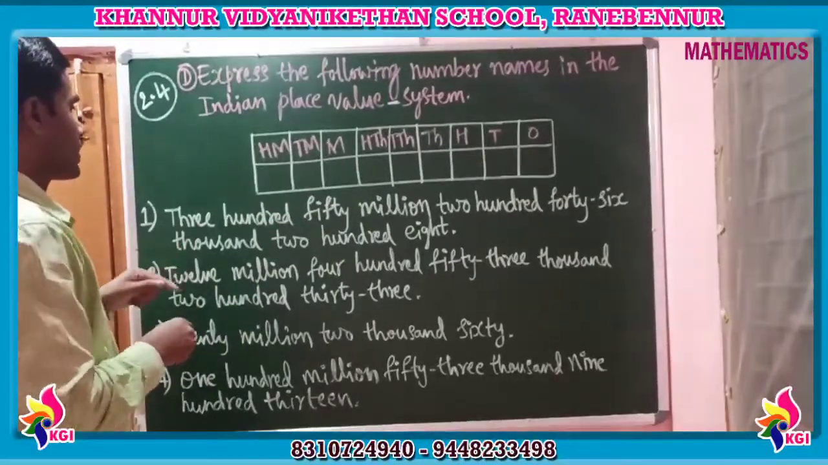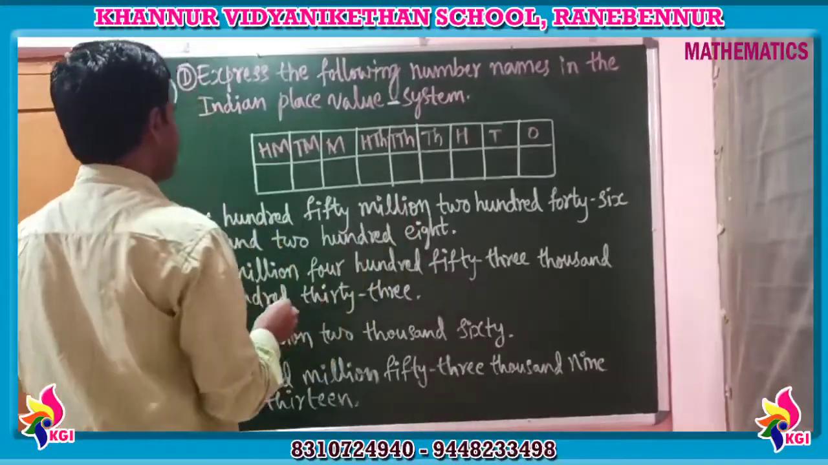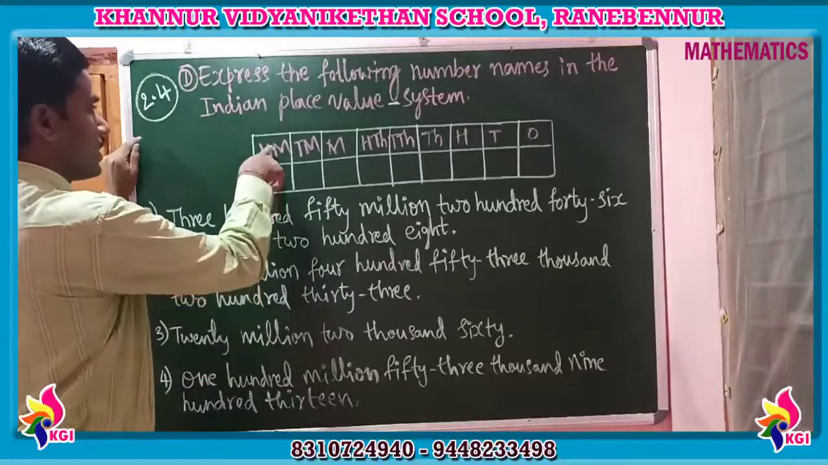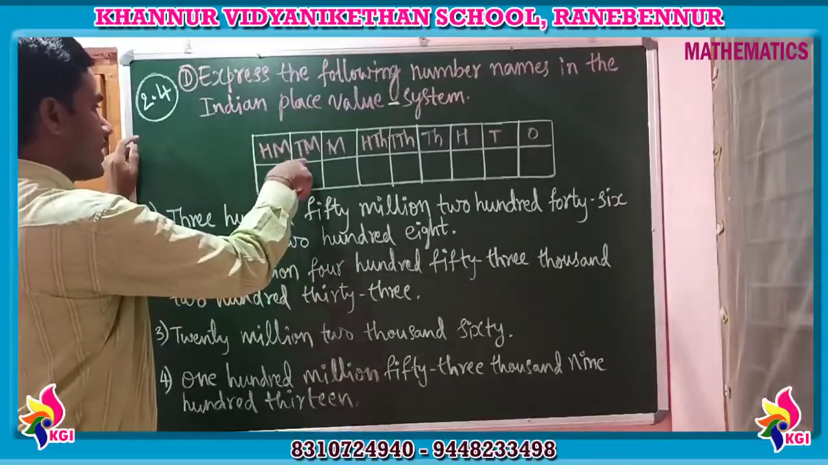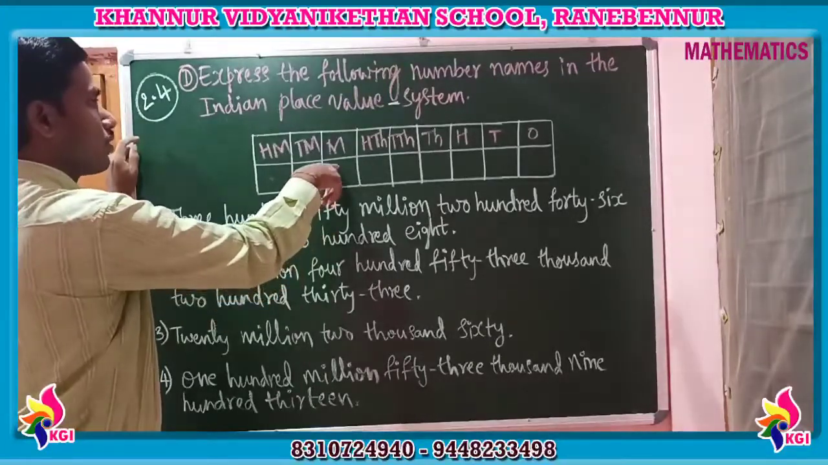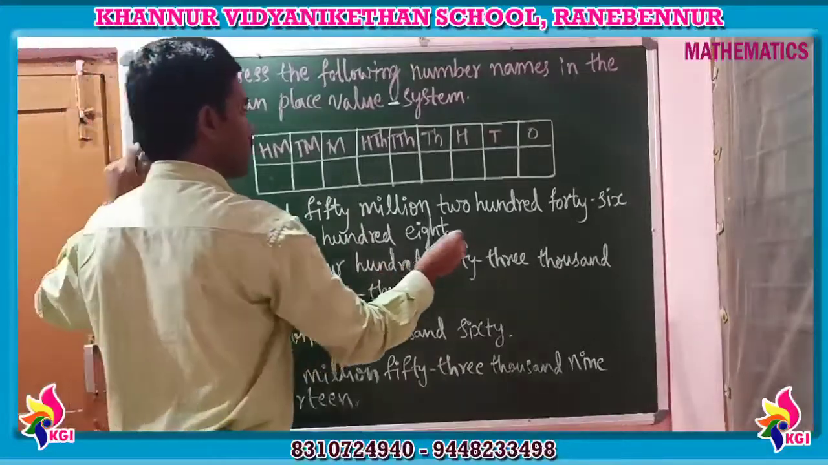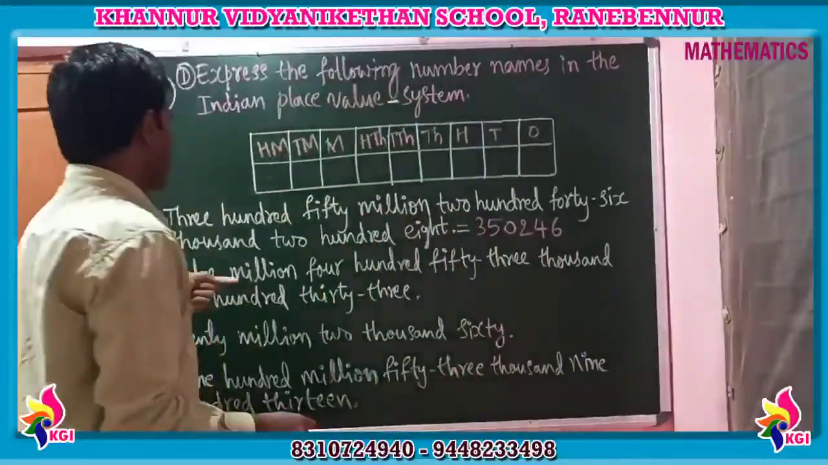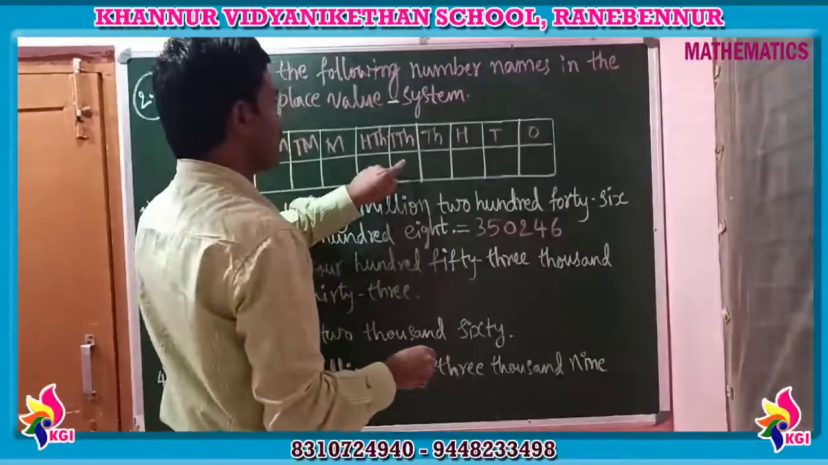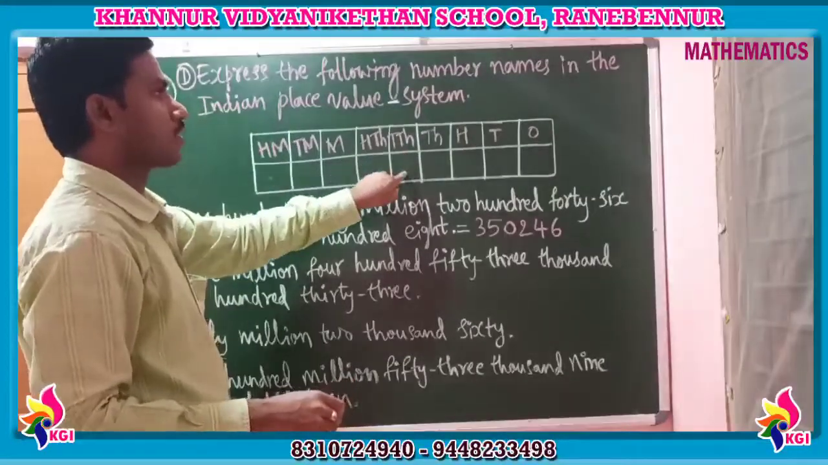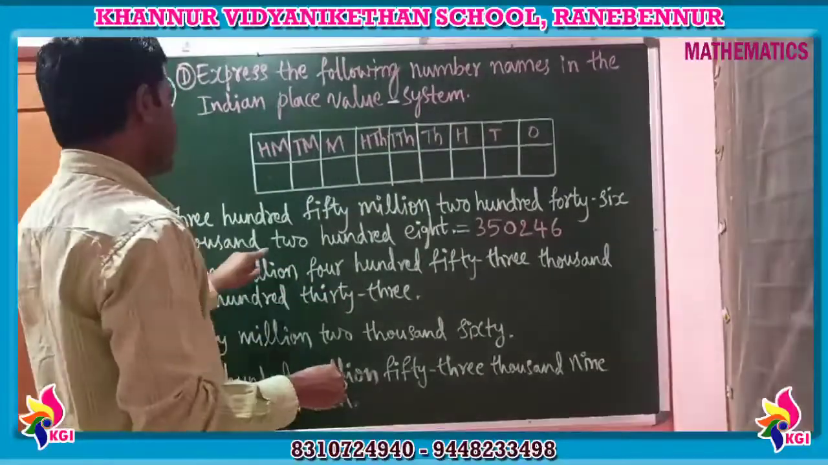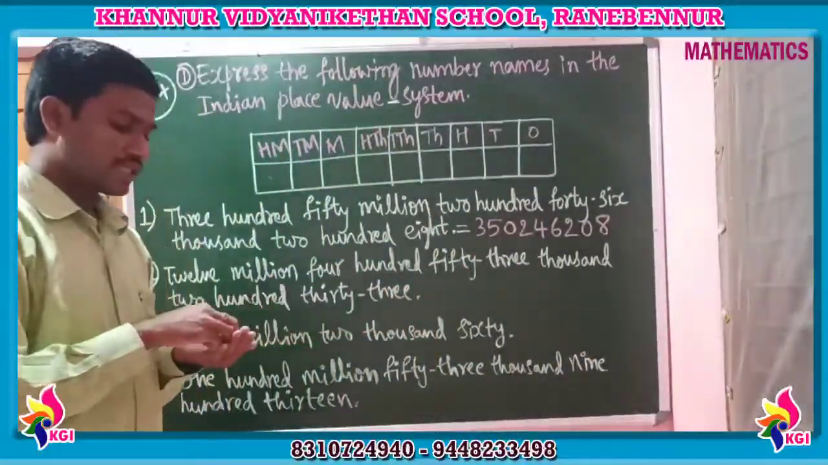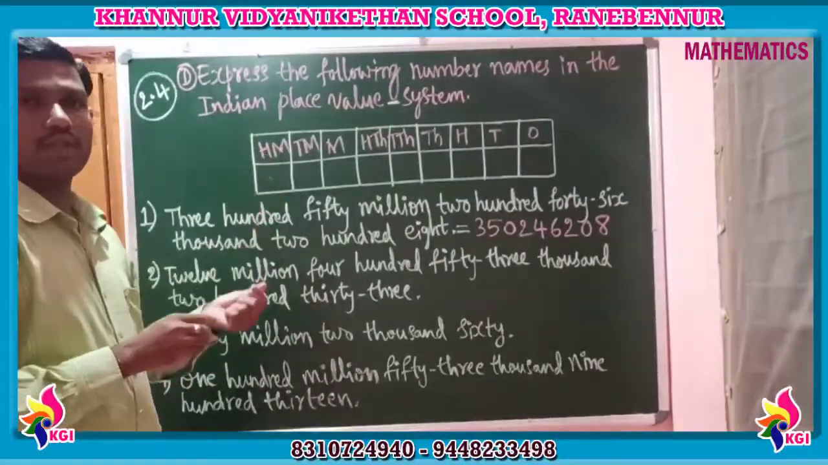Now the first one is 350 million. Where will this 350 million come? In the hundred million place 3, in the ten million place 5, and in the million place 0. Then 246 thousands: 2 in the hundred thousands, 4 in the ten thousands, and 6 in the thousands. Then 208. You can write 208. These are the digits using the international place value chart.